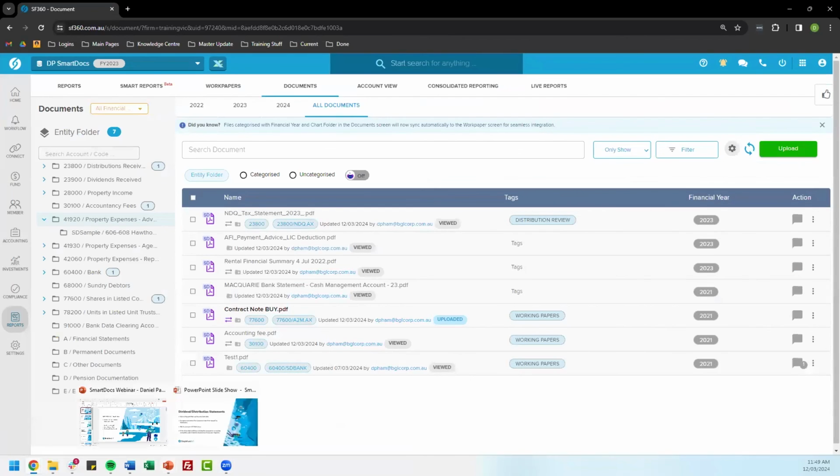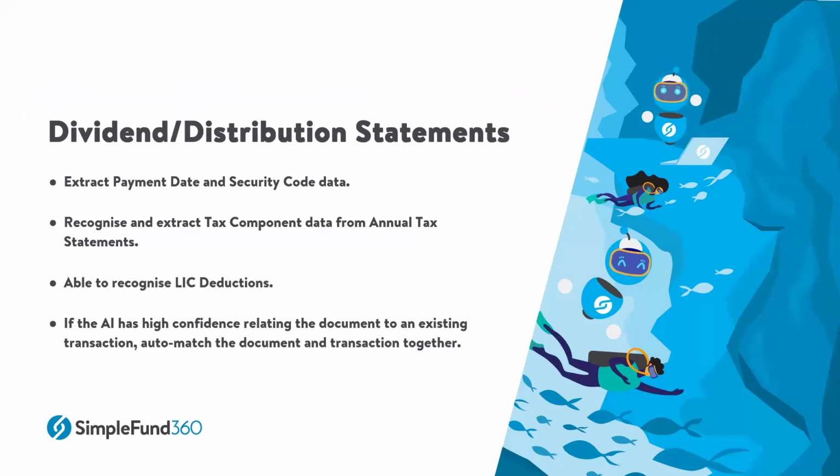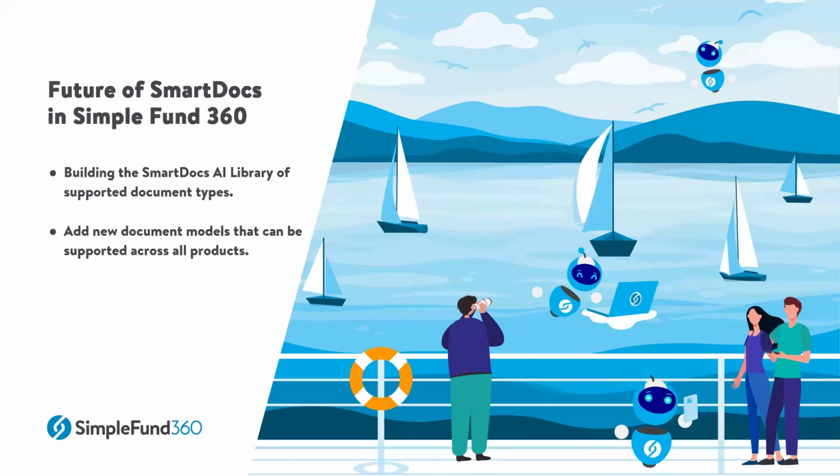And that does bring us into the next part of the presentation, which is what is the future for SmartDocs and Simple Fund 360? Because it's great that we're adding all these models that are available to be used, but where's the longevity? Where's the end goal with these models? Ultimately, our goal is to look to add different documents to the SmartDocs AI library, so that does support all document types that could be necessary for people using Simple Fund 360.